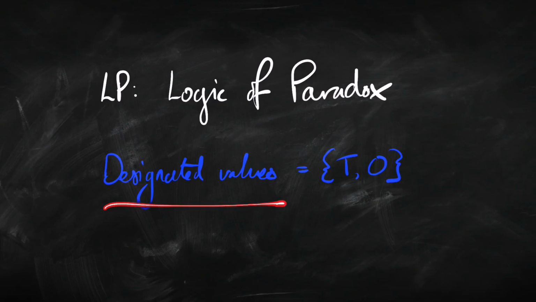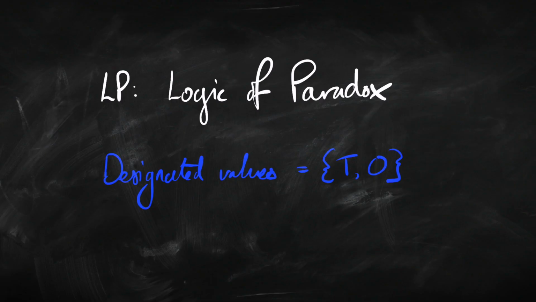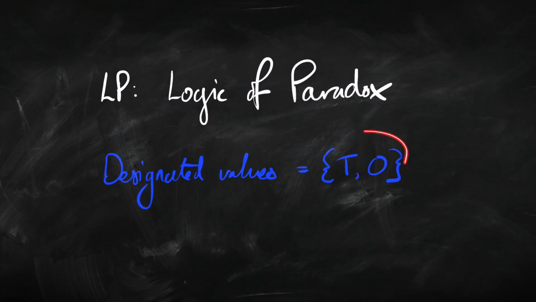So the designated values of a logic, these are the ones that count when we think about validity and entailment. When we're defining validity, we mean a sentence that is always one or the other of these. And for entailment, we're thinking about whenever the premises take one of these values, then the conclusion also takes one of these values. Okay, so the designated values of a logic are the values that matter when we're thinking about validity or entailment. LP, the logic of paradox, takes both of these values to be its designated values.